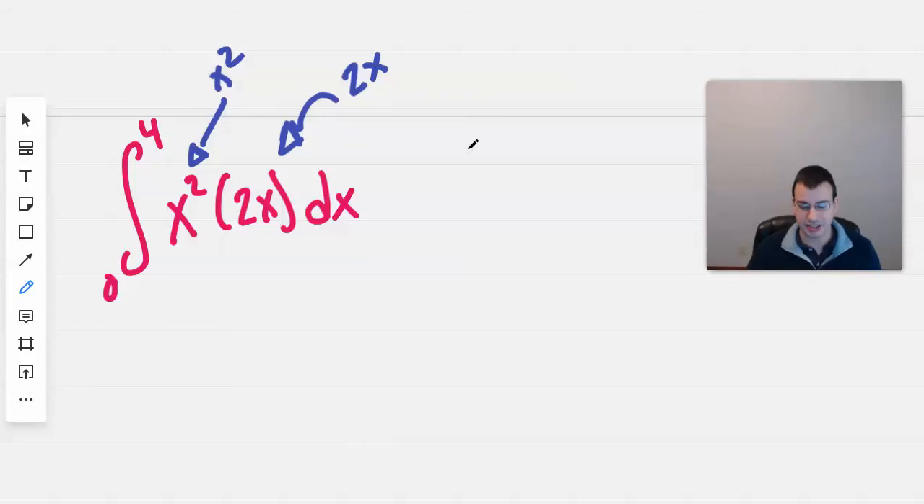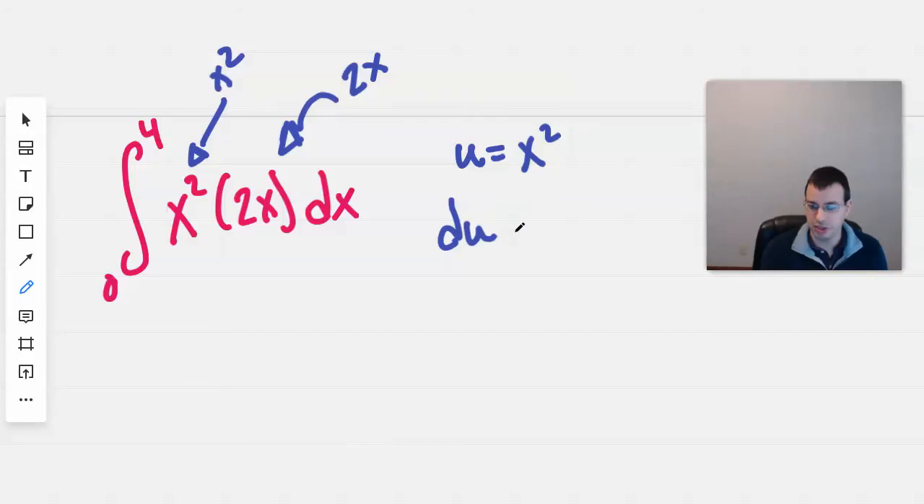It's going to take practice with a fair number of problems to refine that spider sense. All right, so let's say u equals x squared. Reasonable? Now we're going to take the derivative of both sides of this. So the derivative of u would be du, and the derivative of x squared would be 2x dx. You can think of this as the chain rule itself.